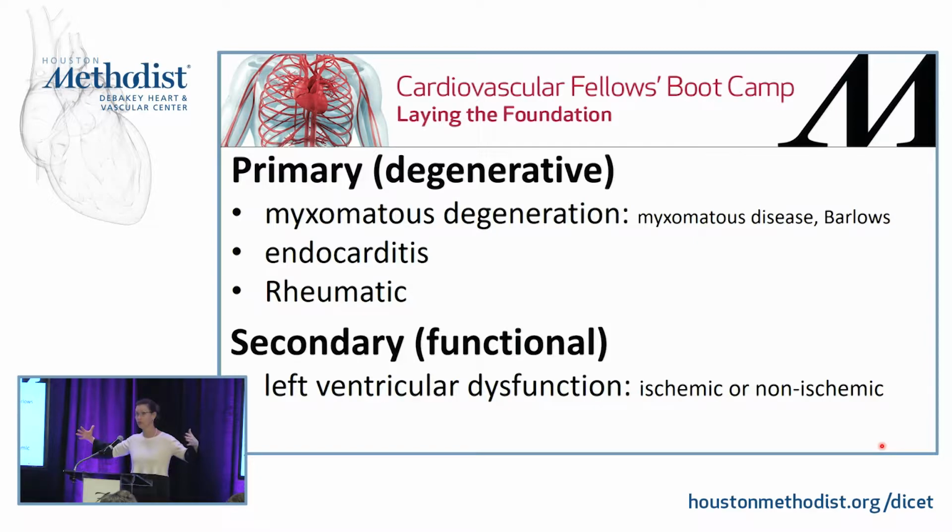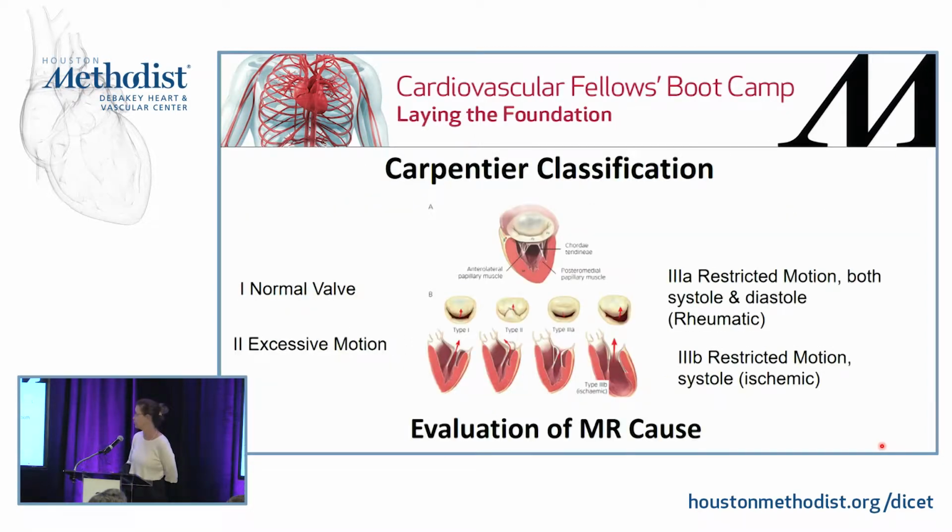They're huge, huge valves with a huge annulus. Normally the diameter is 3 centimeters; Barlow's is like 5 or 6. Also, endocarditis can cause primary MR, and rheumatic heart disease as well. Secondary MR is due to either ischemic or non-ischemic left ventricular dysfunction.